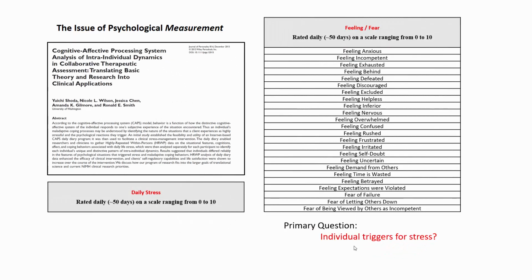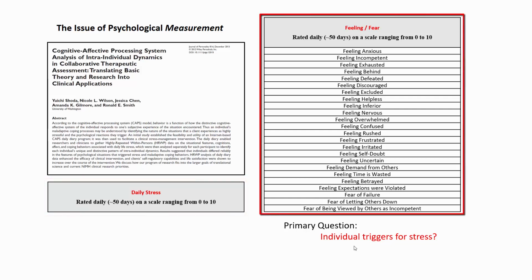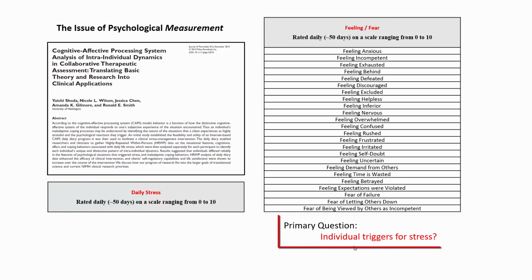For instance, let's now consider this study of intra-individual dynamics. Using a 0 to 10 scale, students were asked to rate their daily levels of stress for approximately 50 consecutive days. They also rated daily feelings using the same 0 to 10 scale. Now the central question was whether or not different feelings might trigger stress for different individuals. For one person, for example, feeling helpless may be the trigger for stress, whereas for another person, feeling irritated may be the trigger for stress.